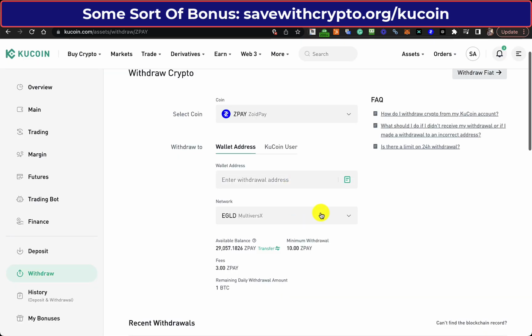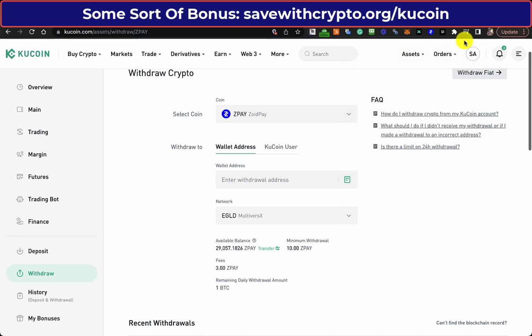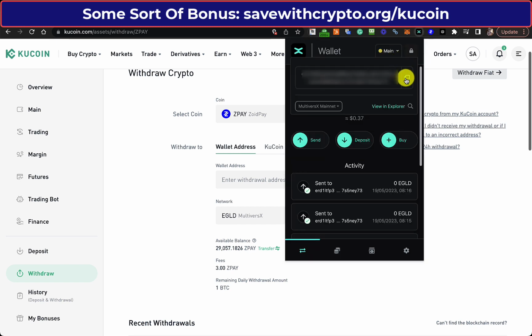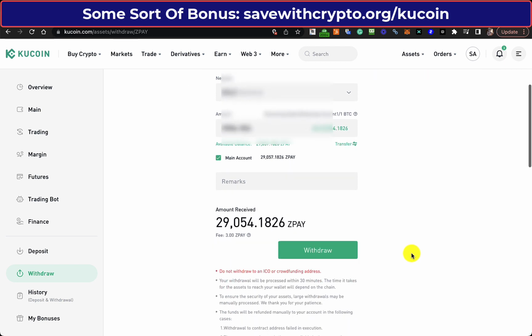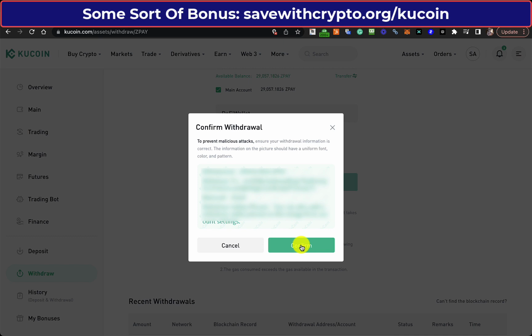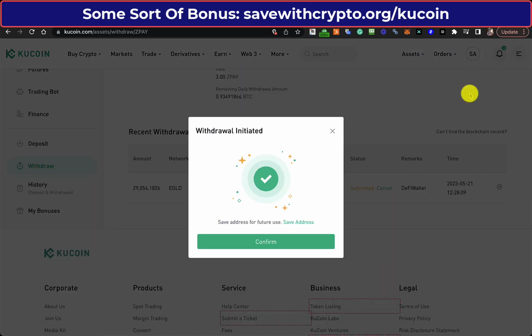So I just need to put the wallet address in there that I'm going to get from the MultiversX wallet. You can just copy that from here. Then the amount is all. Looks good. So there are a few various things you need. Okay, so that's that done. Save the address for future use.